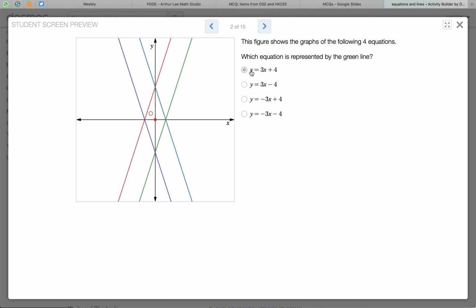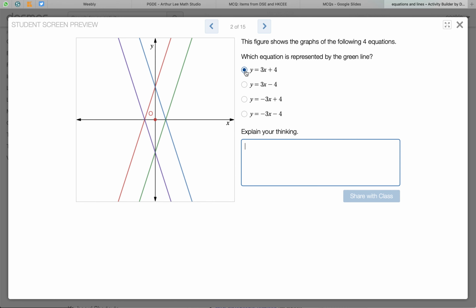Now this is another question. If you click on the answer, then another prompt will ask you to explain your thinking. This is optional, but we can encourage a student to write down something about their way of making decision or what they see in the graph, in the diagram, and so on. So these responses can also be collected and even shared with the other students through the platform. So this is another example.